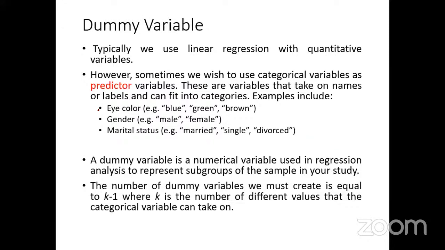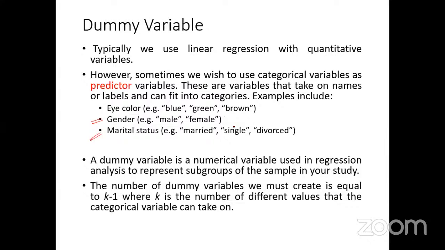Let us consider gender. There are only two categories, male and female, or if you want, another category you can include, that is transgender. Again, marital status has three categories: married, single, or divorced. Such categories are taken as a predictor or independent factor while applying linear regression.